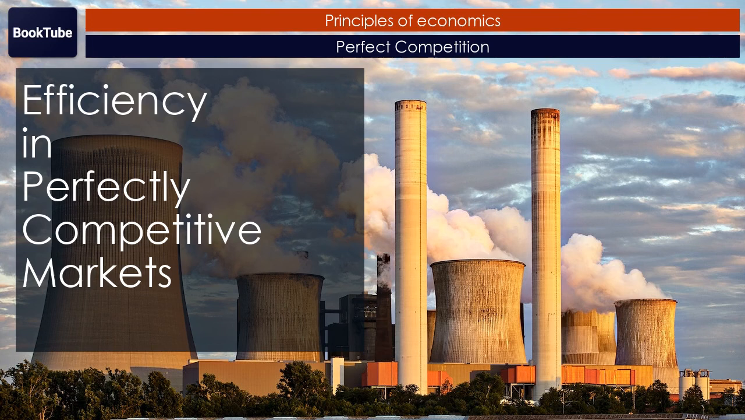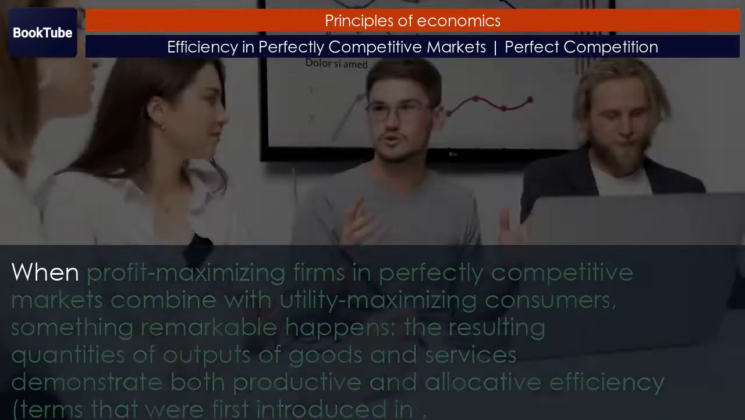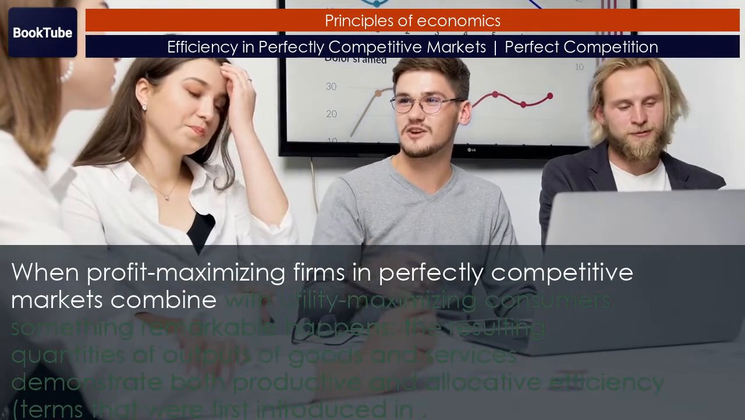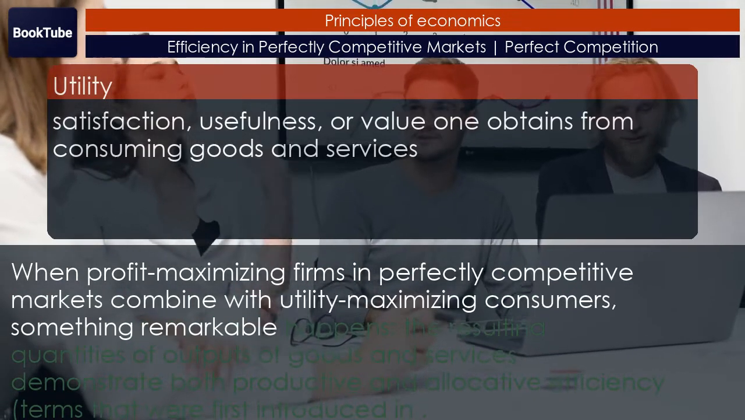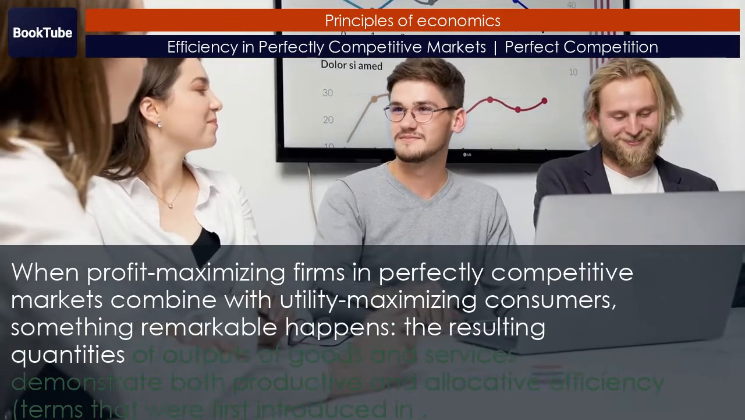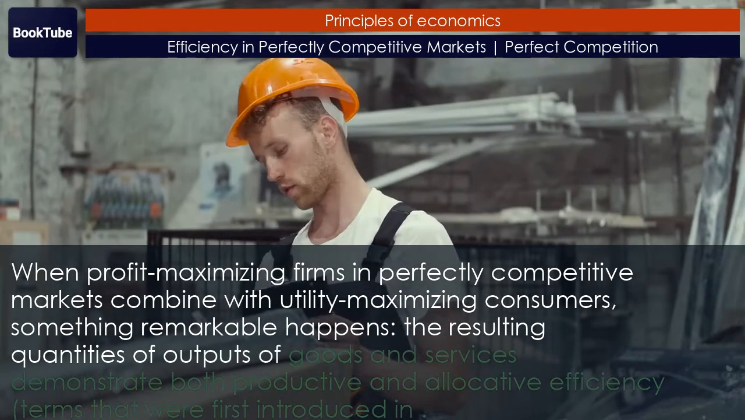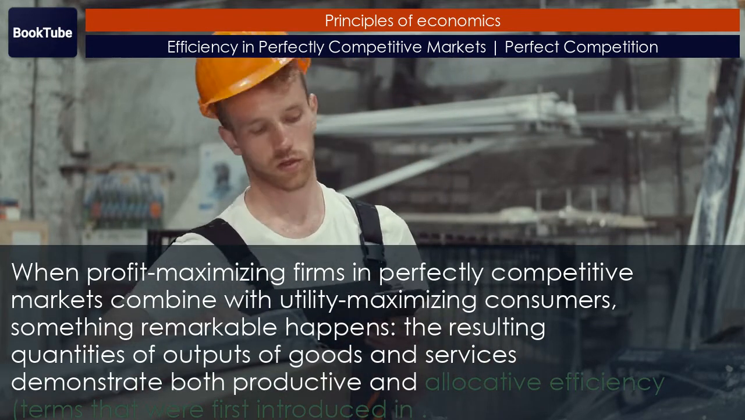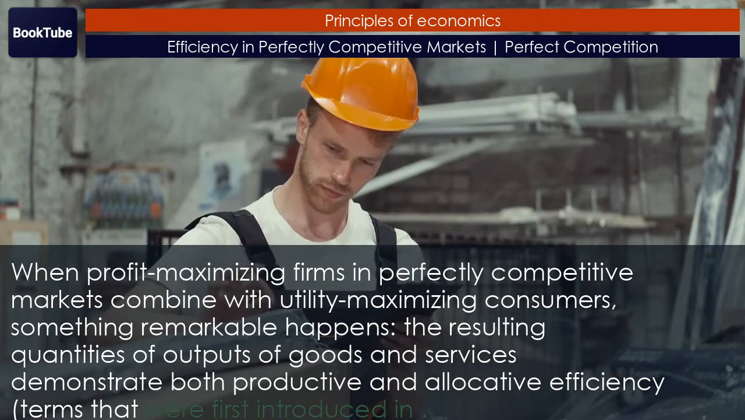Efficiency in perfectly competitive markets. When profit-maximizing firms in perfectly competitive markets combine with utility-maximizing consumers, something remarkable happens. The resulting quantities of outputs of goods and services demonstrate both productive and allocative efficiency.